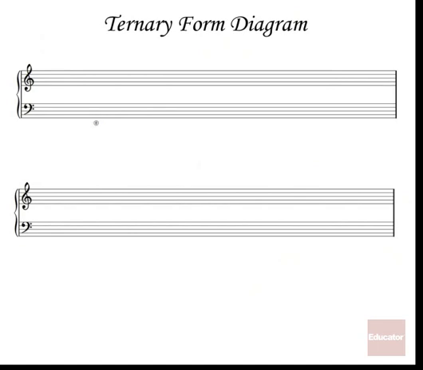Okay, now let's look at the diagram of a ternary form. So of course, ternary form differs from binary form by having three parts instead of two. And the outer parts of the ternary form end up being similar in this case, so A and A prime, and then it's the middle section that provides a different or a contrasting section. And this contrast can be a different key or a different kind of musical texture or mood or any number of things, or a combination of these things.